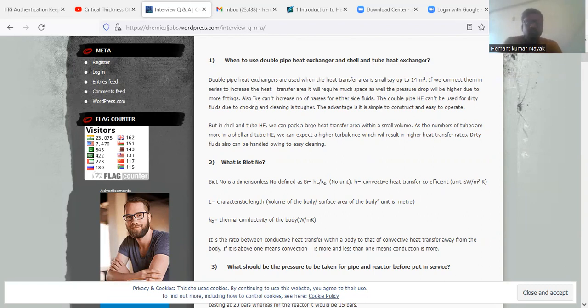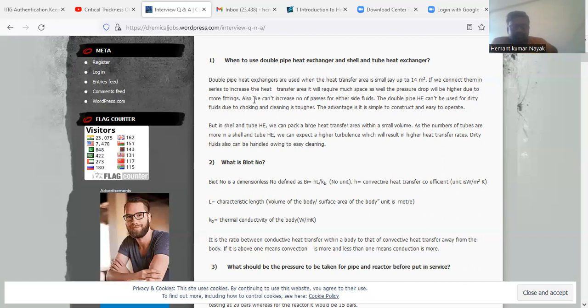And the next question is: what is the Biot number? So the Biot number is a dimensionless number defined as Biot number equals hL by k, and here h represents the convective heat transfer coefficient, L represents the characteristic length, and k is the thermal conductivity of the body. It is the ratio between conductive heat transfer within a body to that of convective heat transfer away from the body. If it is above 1, it means convection is more, and less than 1 means conduction is more.